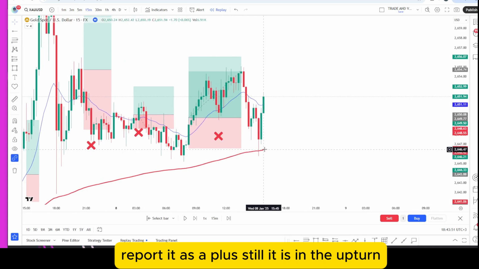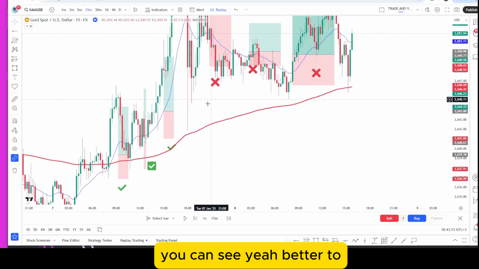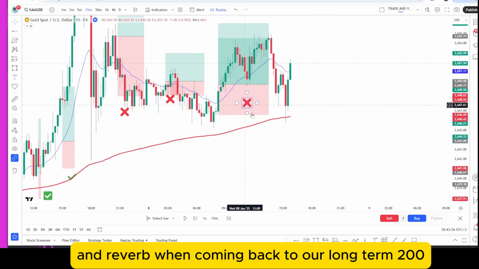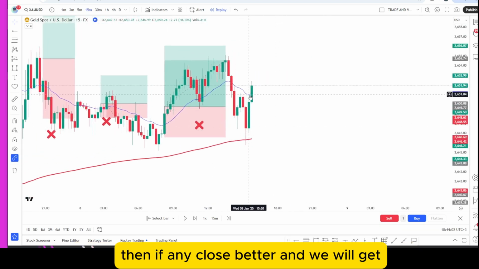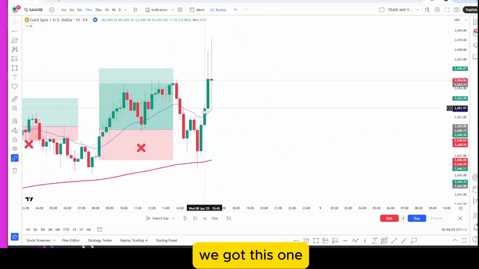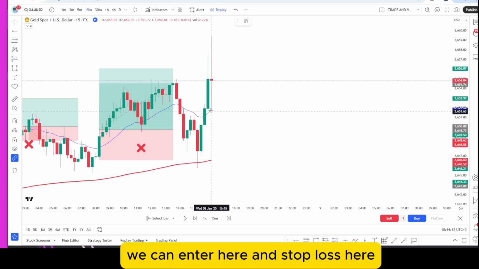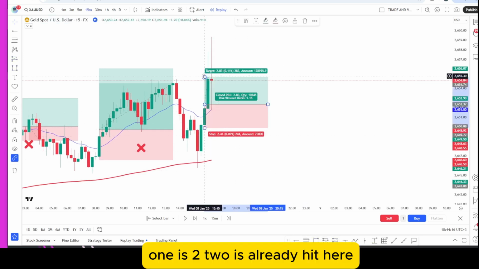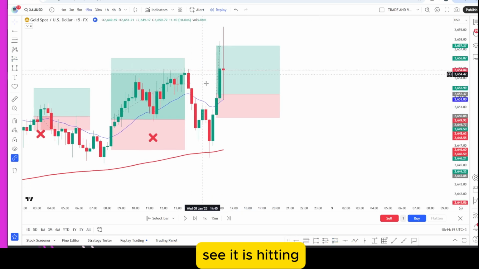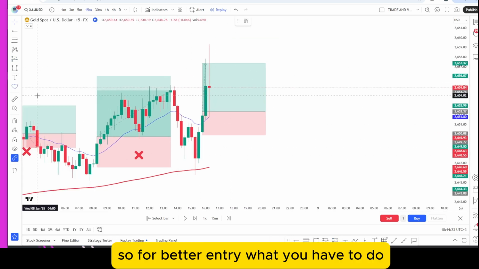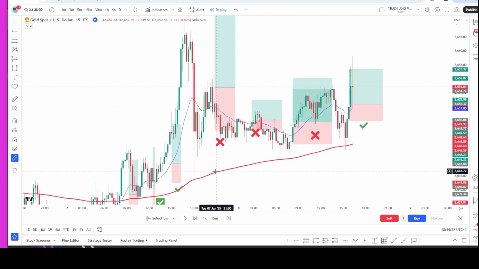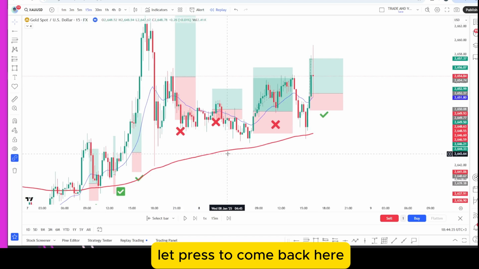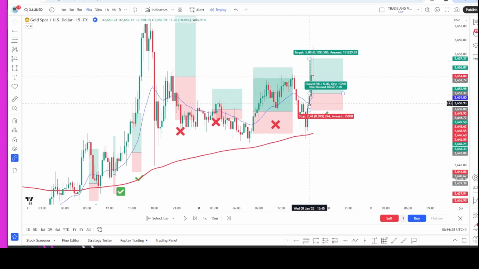Still it is in the uptrend, you can see. Better to enter when it comes back to our long term 200. Then once it comes back here, if there is any cross, we will get a better entry. We have this one, see that one. After this one, we got this one, we can enter here and put the stop loss here. 1:2 is already hit. Yes, see, it is hitting. So for a better entry, what you have to do is let the price come back to our long term, meaning here, 200. Let the price come back here. Once it touches here, consider it as a crossover.